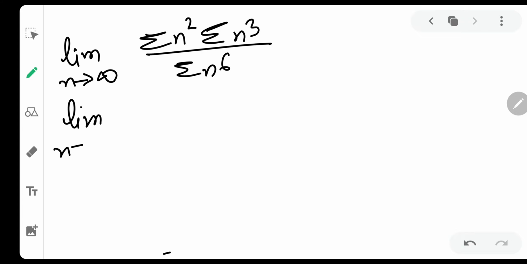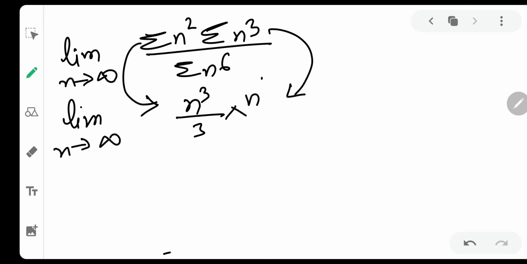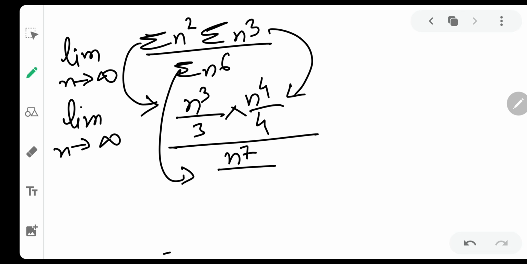So we are only concerned about the highest degree coefficient. For summation n square, it will be n cube by 3. For summation n cube, it will be n raised to 4 by 4. And for summation n raised to 7, it will be n raised to 7 by 7. So n raised to 3 and n raised to 4 is n raised to 7, so it will get cancelled.